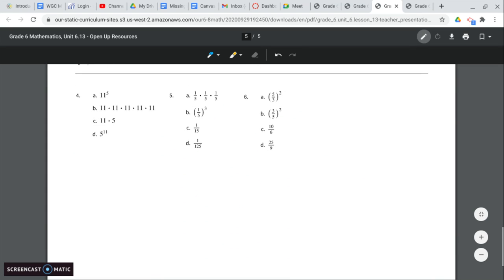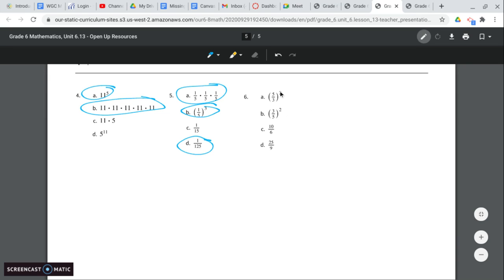All right, we have 11 to the 5th power. And then we have 11 times 11 times 11 times 11. So A and B are going to be the same here because it's multiplying. Exponents are always about multiplying. All right, 1/5 times 1/5 times 1/5. So that would work with this one. It's also going to work with 1/125 because 5 times 5 is 25 times another 5 is 125. So it'd be 1 over 125.